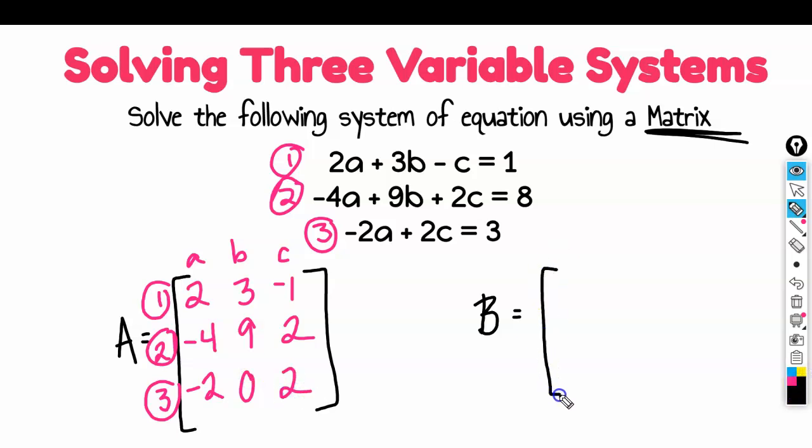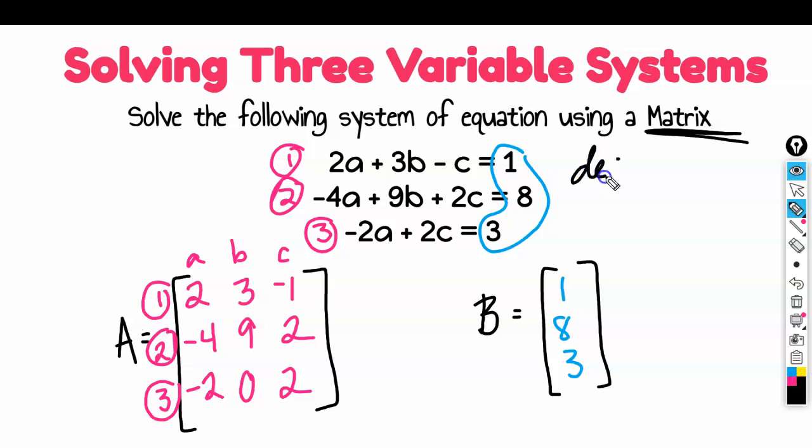In my other one, the numbers on the other side of the equal sign all alone are 1, 8, and 3. All right, so the way that I would solve this is I would go to desmos.com/matrix.